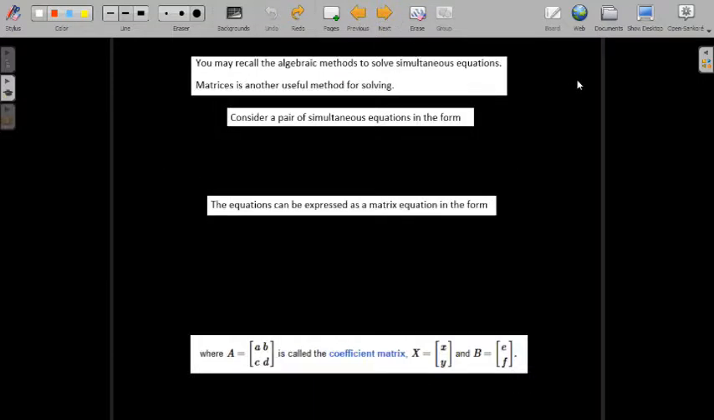From previous years, you may recall other methods for solving simultaneous equations. So we're using matrices as another tool, and it's another useful method for solving them.